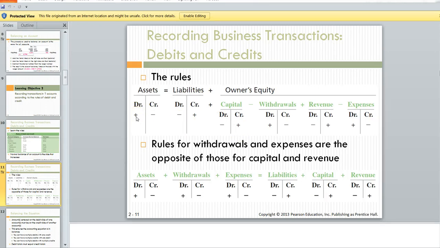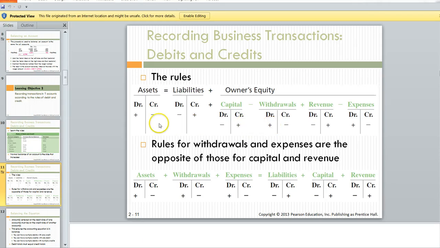The rules are that at least two accounts must be affected, and there has to be an equal amount of debits and credits. You will have to memorize this. I'm not going to lecture on it. Obviously, the withdrawals and revenue and expenses are parts of owner's equity. So every time I take money out, I will debit the withdrawals account and credit cash every time, and that will add to the amount of withdrawals. I keep debiting, debiting, debiting.